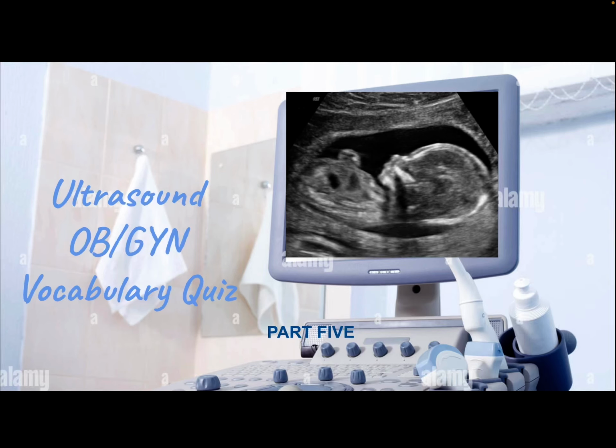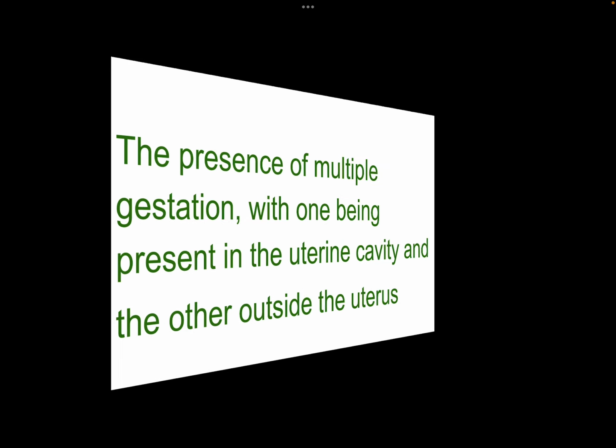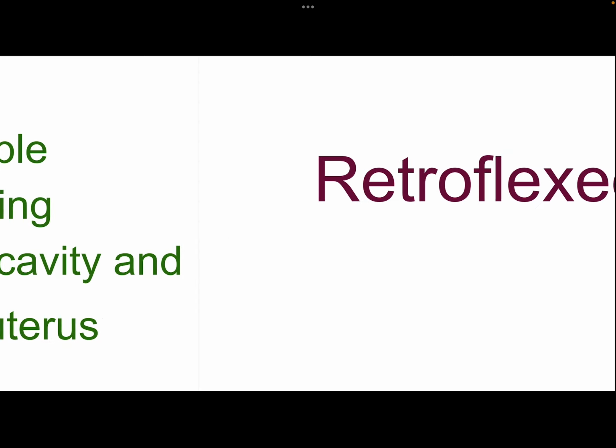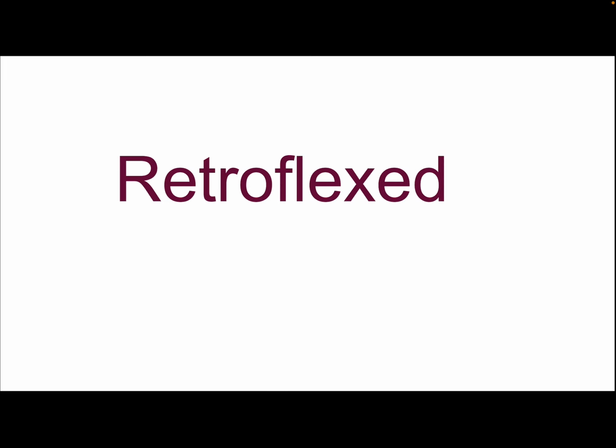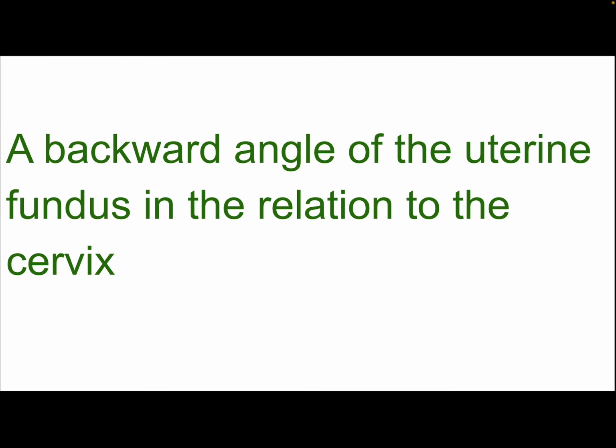Ultrasound OB/GYN Vocabulary Quiz Part 5. Heterotopic pregnancy: the presence of multiple gestation, with one being present in the uterine cavity and the other outside the uterus. Retroflexed: a backward angle of the uterine fundus in relation to the cervix.